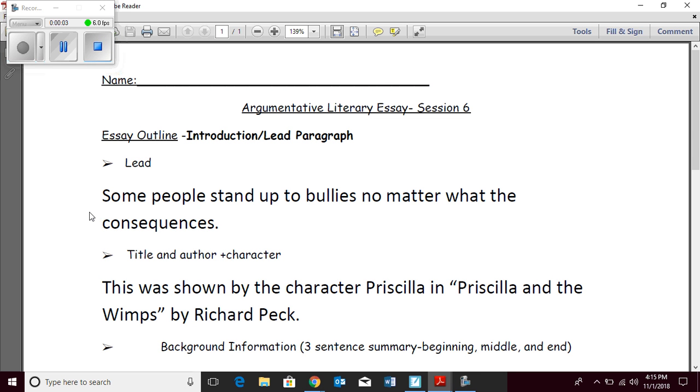Today you're going to learn about how to write an introduction or lead paragraph. The very first thing you want to do, your very first sentence of your paragraph, is your lead. Look at the character that you chose and the trait that you chose. For example, in Priscilla and the Wimps, we chose that Priscilla is bold, meaning she's standing up for people. So the lead is tied to that. For example, some people stand up to bullies no matter what the consequences.